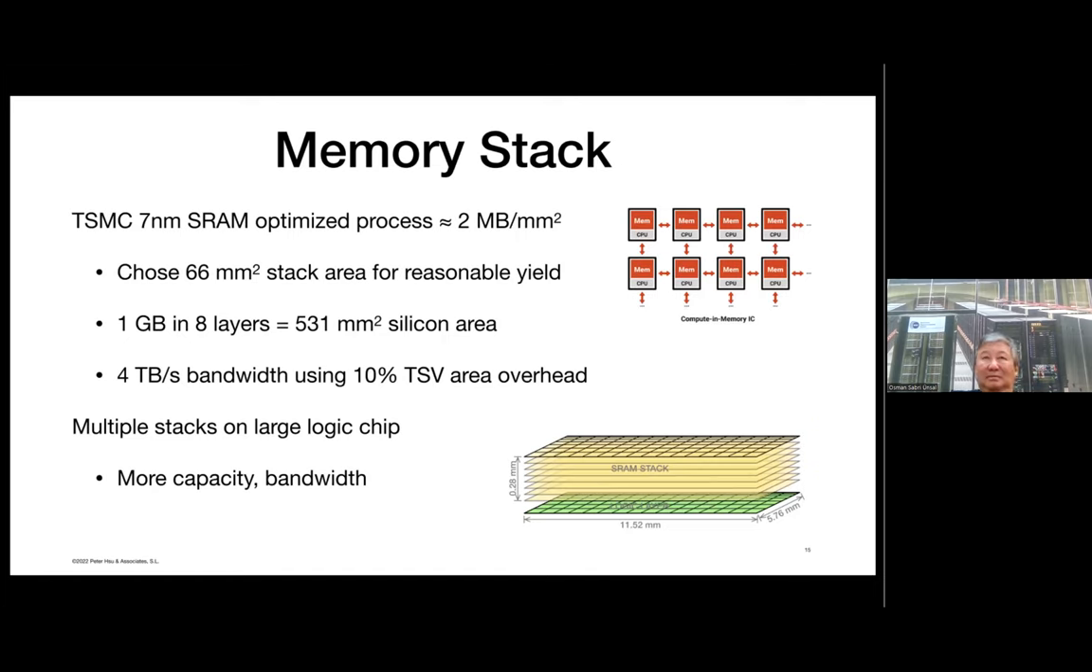So what we are proposing is to build a memory stack using TSMC 7-nanometer SRAM, which is roughly 2 megabytes per square millimeter in density. And we choose a stack area of 66 square millimeters, because the sweet spot for memory chips is in the 50 to 100 square millimeter range. If you make much bigger chips, then you get a lot of losses around the edge of the wafer because chips are rectangular, but the wafer is round.